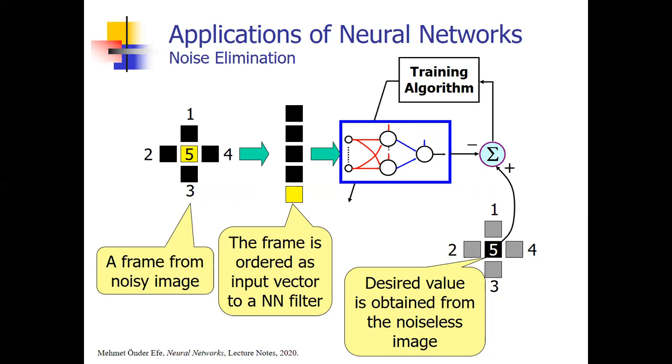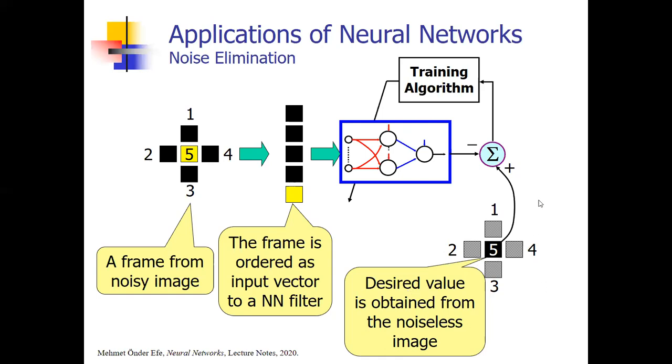In order to obtain a nonlinear filter, I must train my filter neural network. You should give me some noisy images and clean images. Then I should use that information to train my neural network. We will call this a frame from a noisy image. This is a vectorized form of that frame, and that is the desired value obtained from the noiseless image.